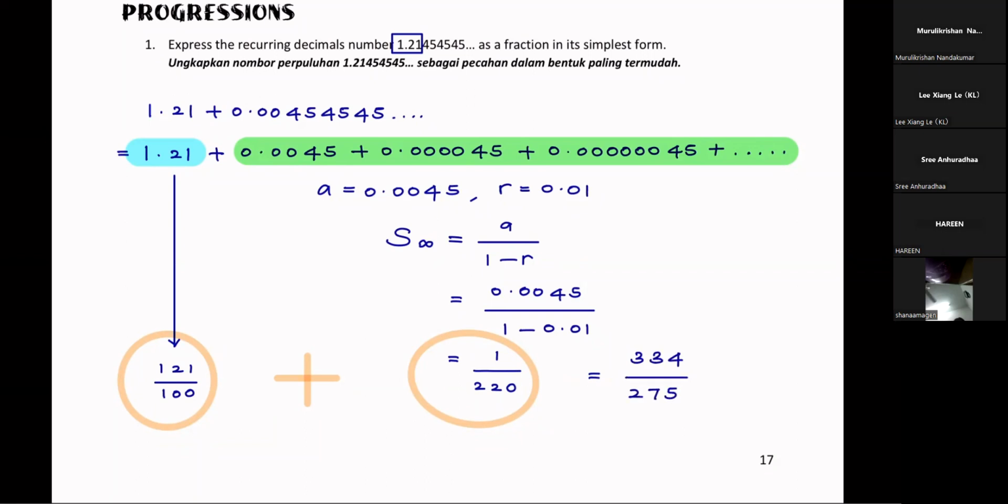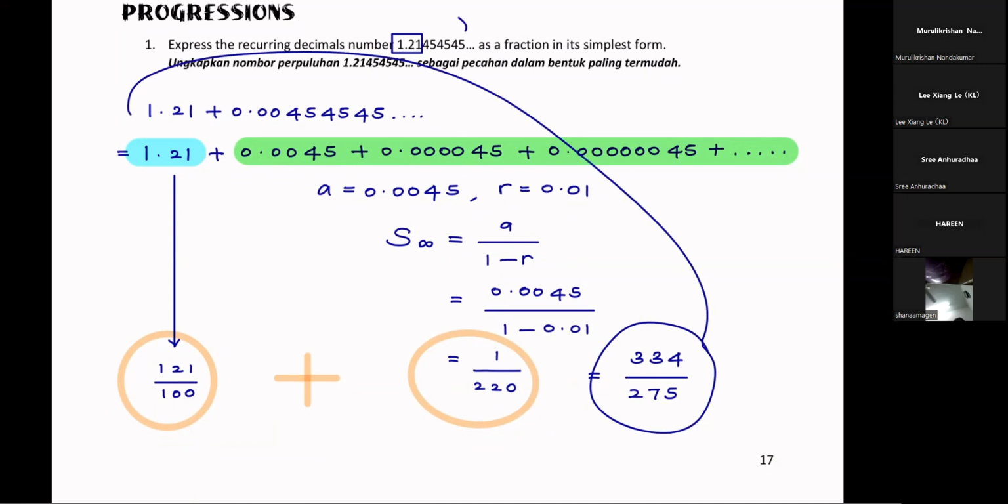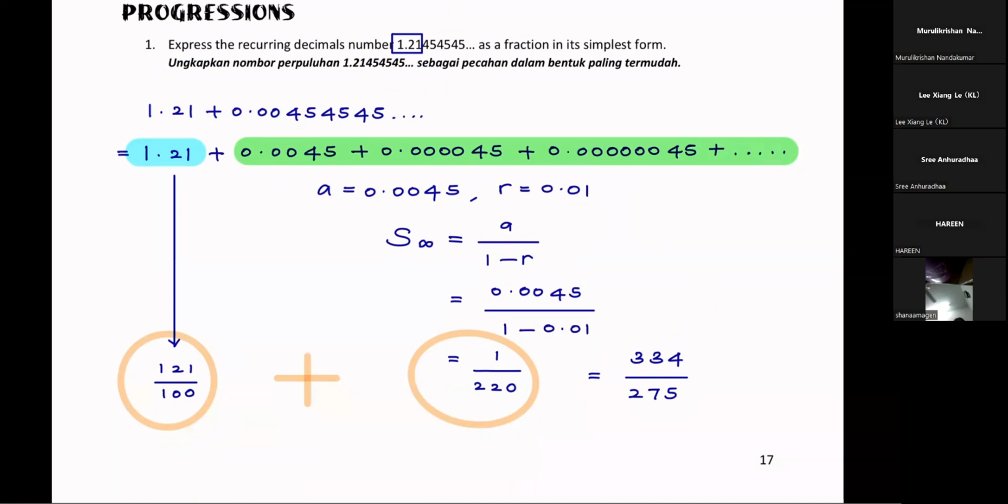275. Please check, is that answer will give you this value? 334 over 275. So my fraction is 1.2145454545. Done. Good. Settle. Okay, this is your answer. Done. Done, huh? Okay, good. Thank you.